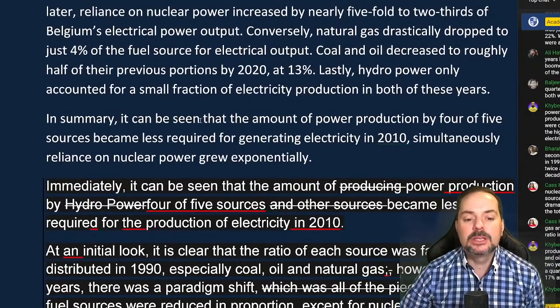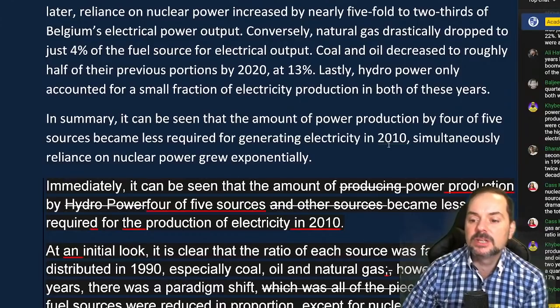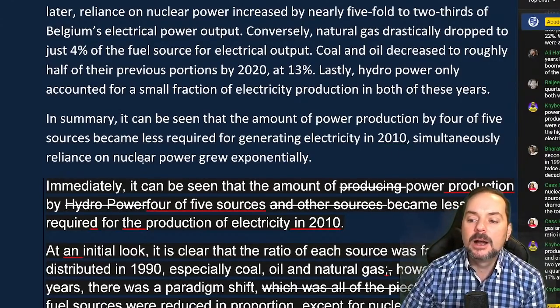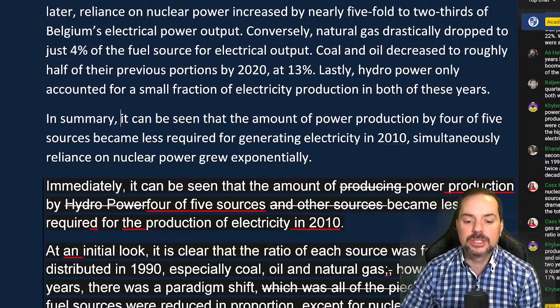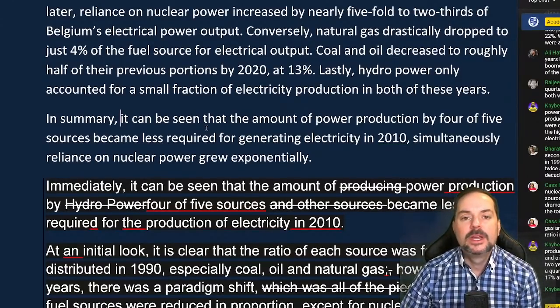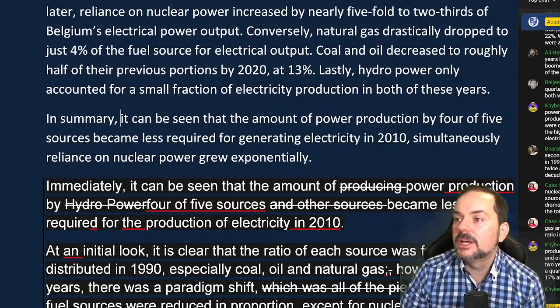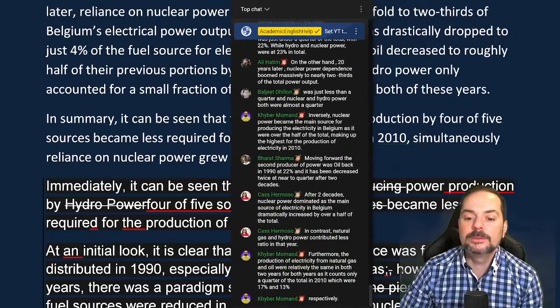In summary, it can be seen that the amount of power production by 4 of 5 sources became less required for generating electricity in 2010. Simultaneously, reliance on nuclear power grew exponentially. Okay. So happy with that. It should get me a pretty good band score.